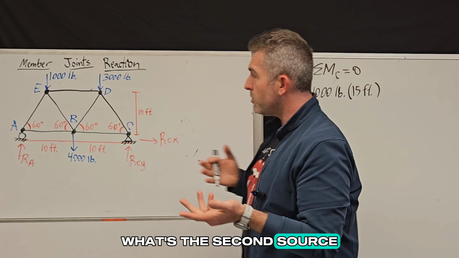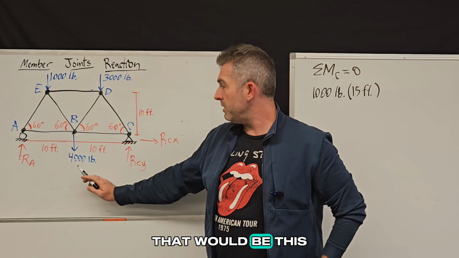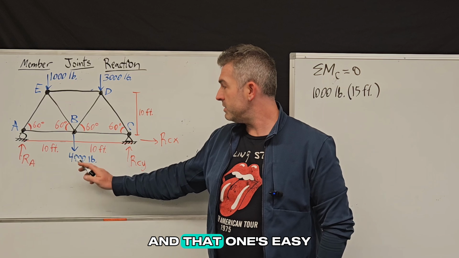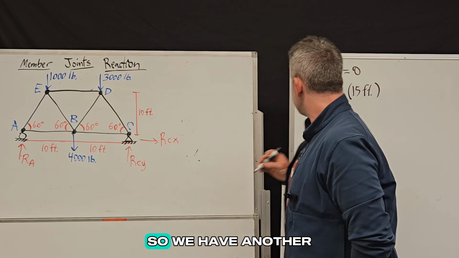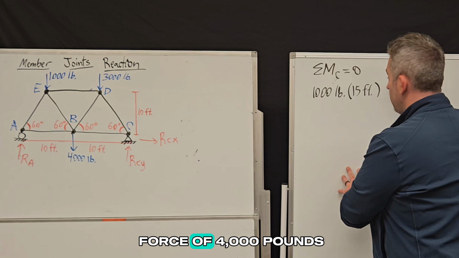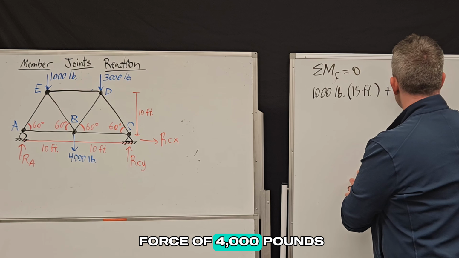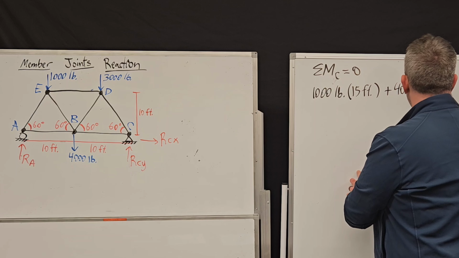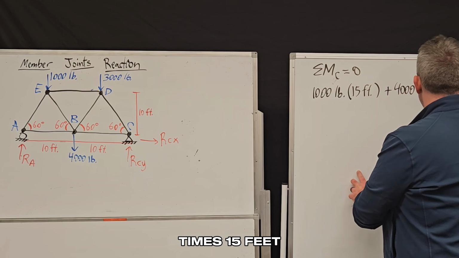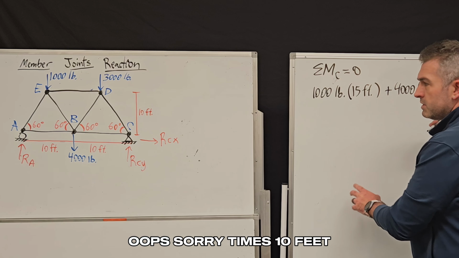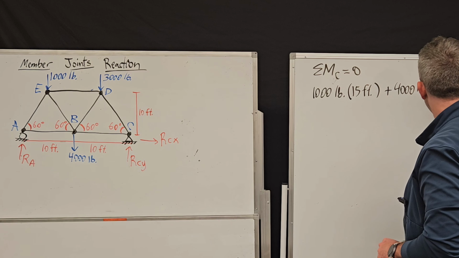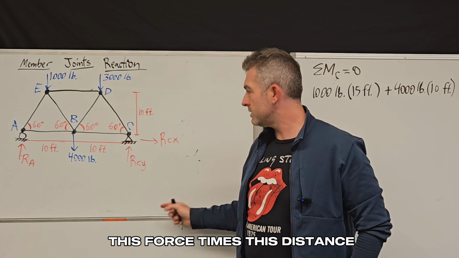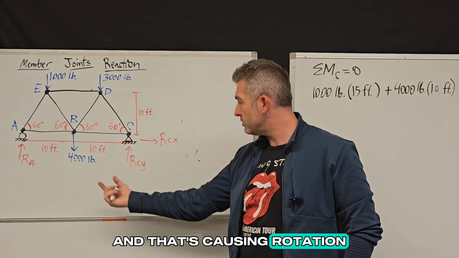And so what's the second source of moment around point C? That would be this 4,000 pound force. And that one's easy because you can very clearly see that is 10 feet away from point C. So we have another force of 4,000 pounds times 10 feet. So we have a second moment created that is equal to this force times this distance, and that's causing rotation around joint C.